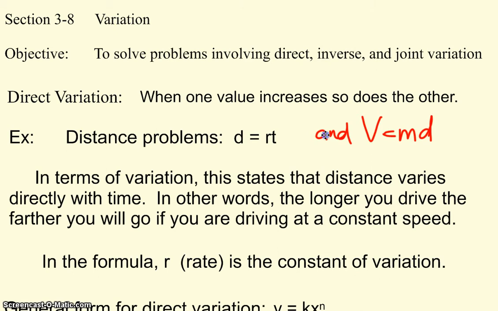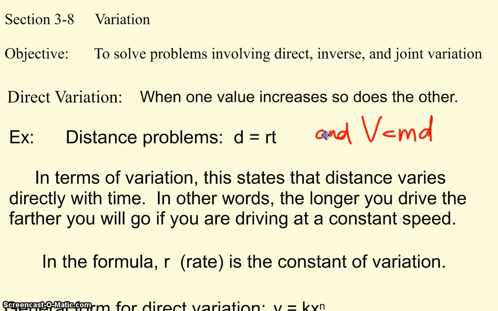In these problems, there is a value called the constant of variation. In the distance problem, the constant of variation is r, or the rate, and in volume problems, the constant of variation is the d, or density of the substance that you're using.